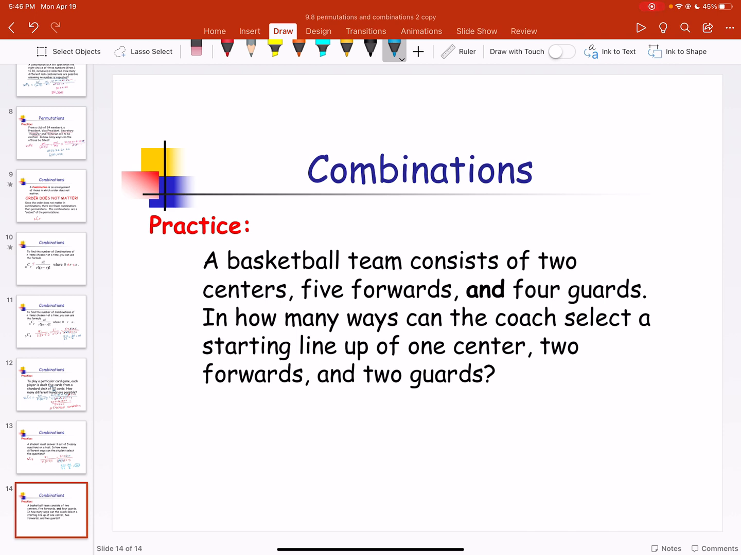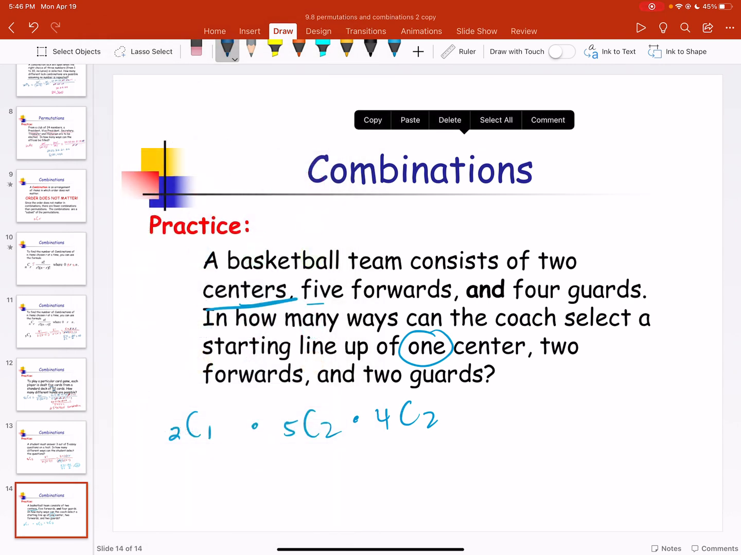So for the centers, there's 2 different possibilities for a center, but the coach is selecting a starting lineup of 1. The order doesn't matter here. We're not filling up specific. It doesn't matter what player is in which spot, but we're going to have 2, choose 1. And that's going to be the centers. We have 5 forwards, so we're going to have 5, choose 2. And the other independent event is the 4 guards. We have 4, choose 2. So you're multiplying all those values together to find the total outcomes for those positions.